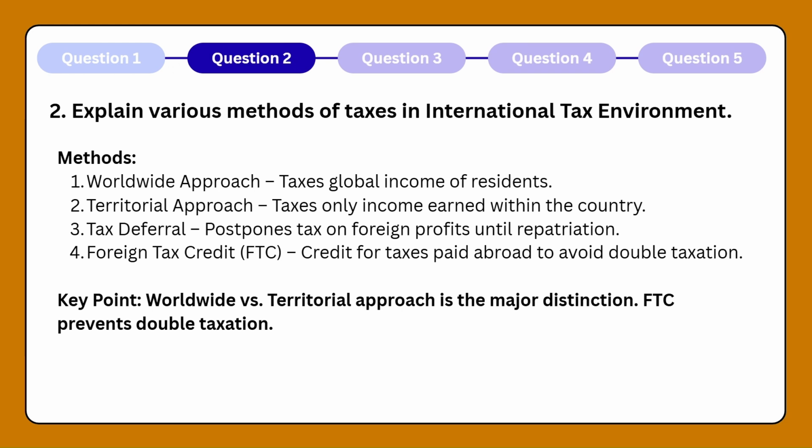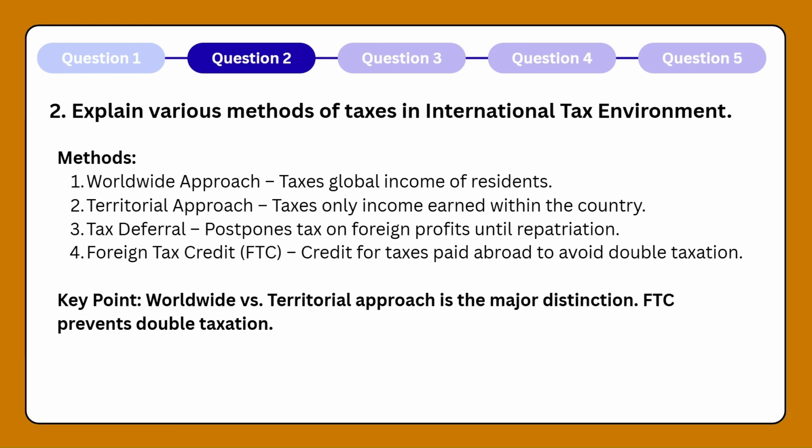Worldwide approach taxes global income of residents regardless of where it is earned. Territorial approach taxes only income earned within the country's geographical boundaries, exempting foreign income. Tax deferral allows postponement of taxes on foreign profits until repatriated to home country, improving cash flow. Foreign tax credit allows taxes paid abroad to be deducted from domestic tax liability, preventing double taxation.